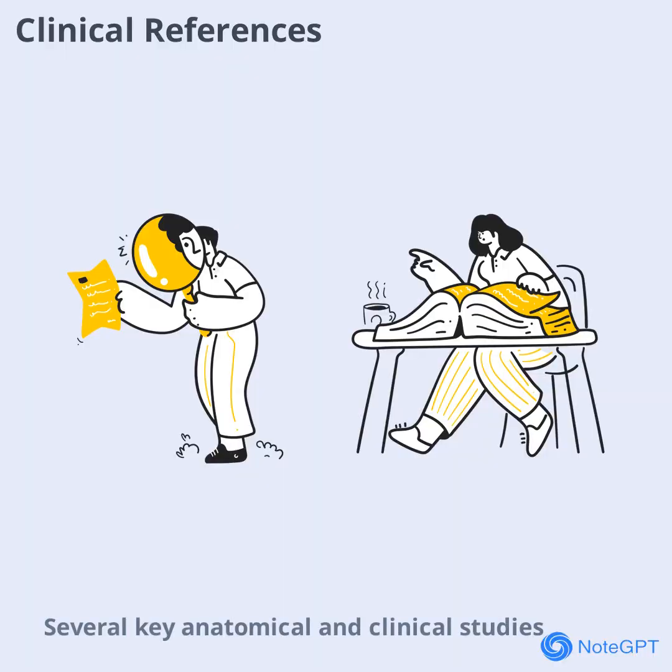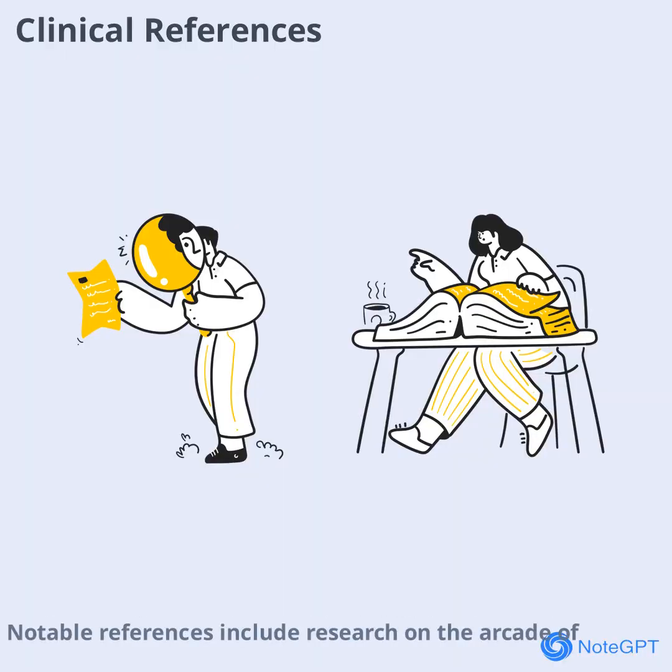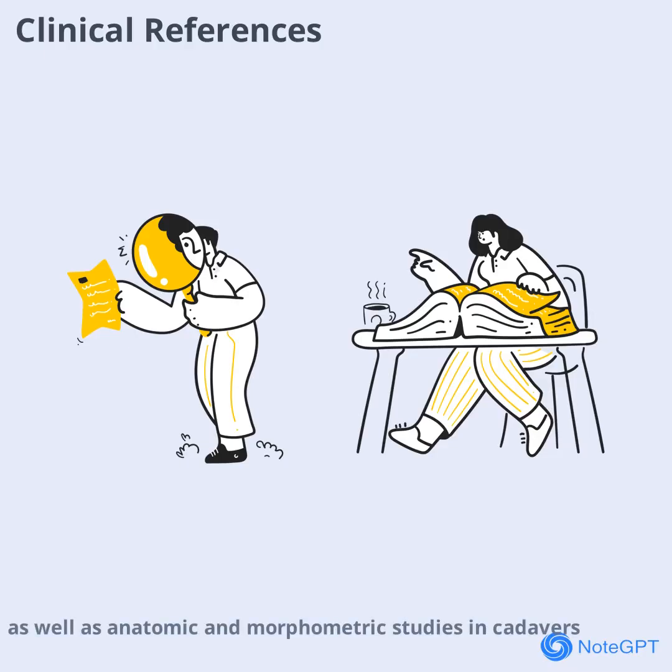Several key anatomical and clinical studies have shaped our understanding of PIN compression. Notable references include research on the arcade of Frohse and its relationship to posterior interosseous nerve paralysis, as well as anatomic and morphometric studies in cadavers. These works provide valuable insights into the variability of nerve anatomy and the importance of careful surgical technique. Additionally, comprehensive reviews on radial nerve entrapment at the elbow and peripheral nerve compression offer guidance for both diagnosis and management.